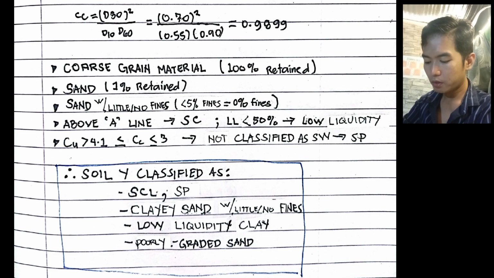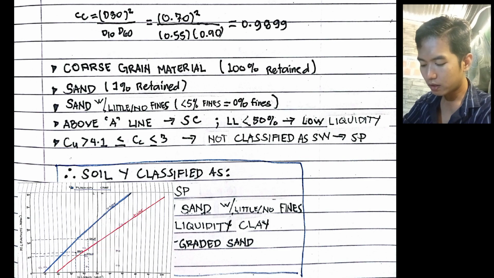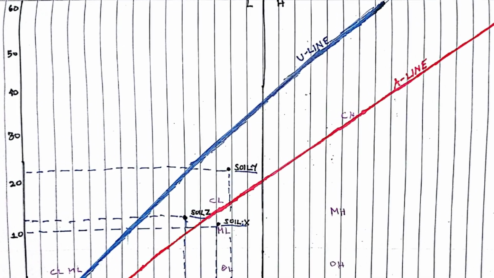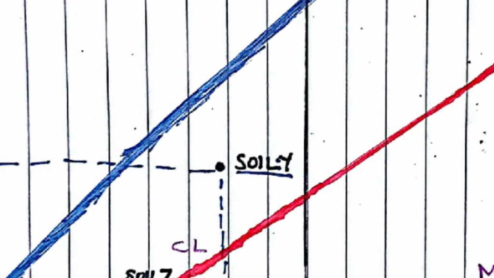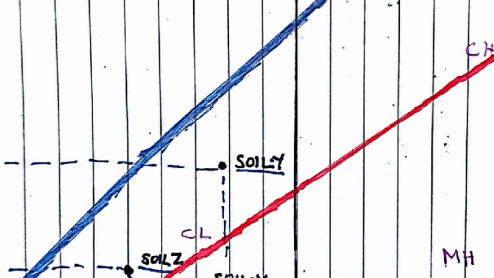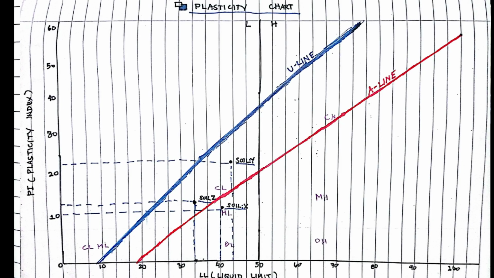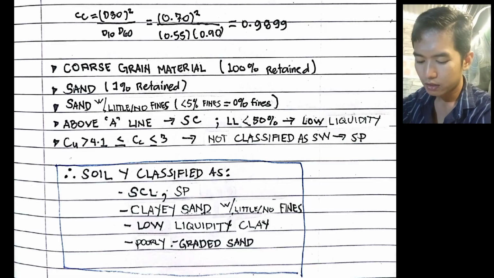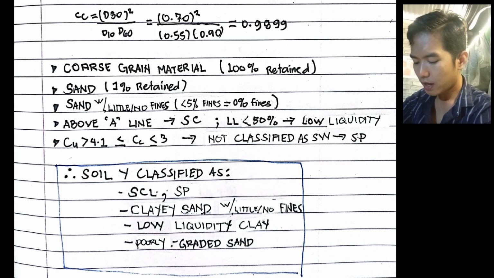So regarding the plasticity chart, it is above the A line, and that is clayey sand, and its liquid limit is less than 50%, since the liquid limit is 44%, and therefore it is low plasticity.